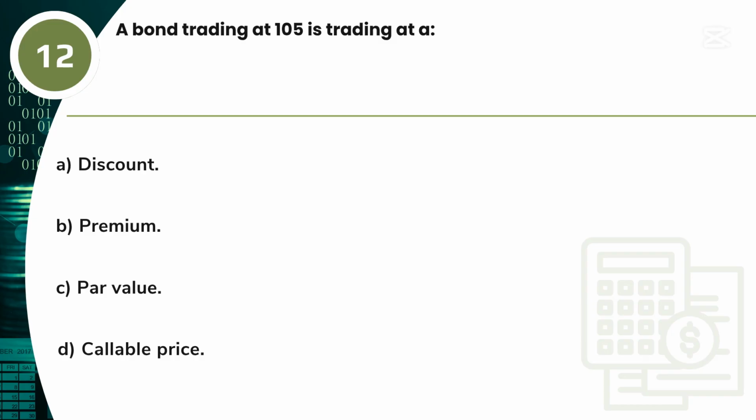Question 12. A bond trading at 105 is trading at A. Discount. B. Premium. C. Par value. D. Callable price.